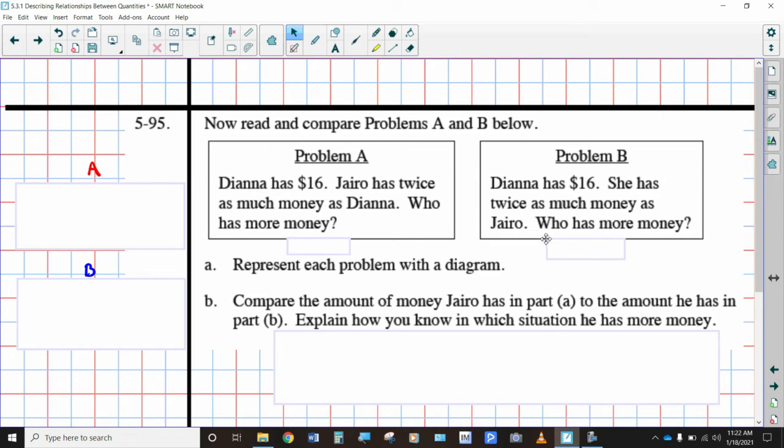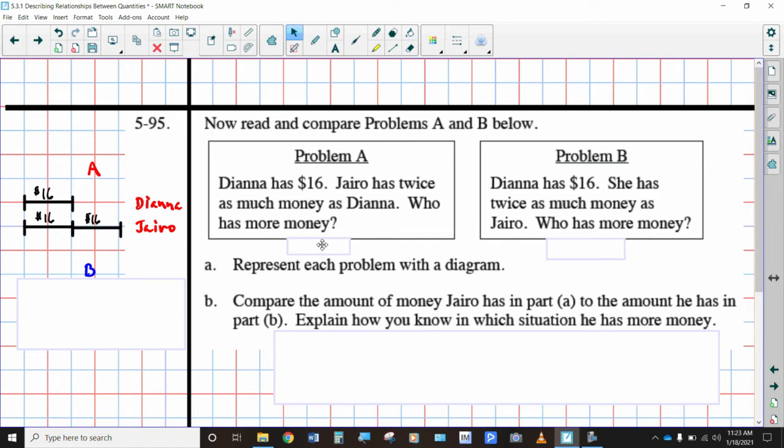and then declare these answers. So the diagram for A would look something like this. Okay, if we took the amount of money that Diana has and write it as a diagram, then Hiro would have twice as much, right? So he would have to have 16 times 2, which would be 32. So who has more money in this situation? It must be Hiro. He's got 32 to her 16.